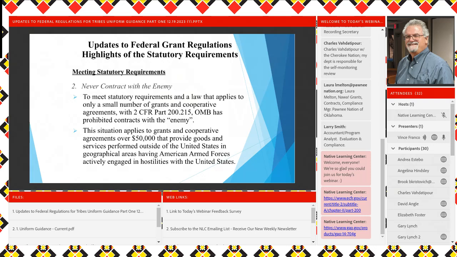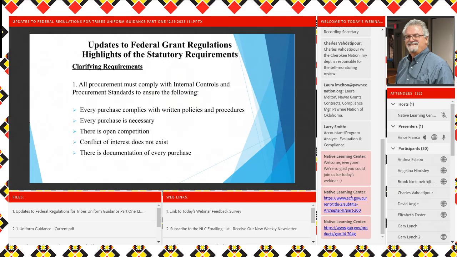So just another one of those regulations to be aware of. All right, it goes on to talk about clarifying requirements. Procurements must comply with your internal controls and procurement standards. You would think that is common sense, that you've got to have internal controls in three major areas: operation, finance, and compliance. And what it's saying here is all of your procurement, all of your purchases must comply with your internal controls, the policies and procedures that make up your internal controls.